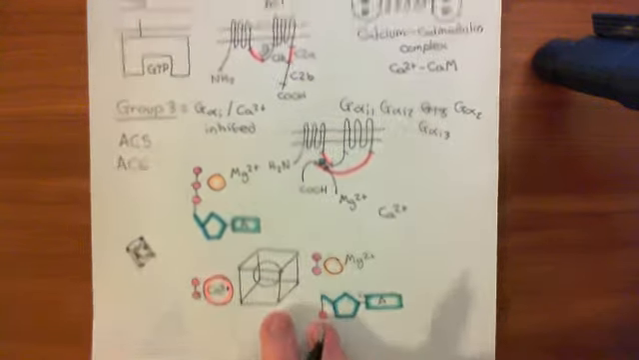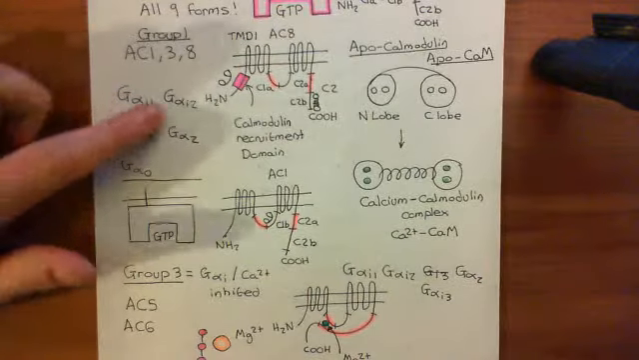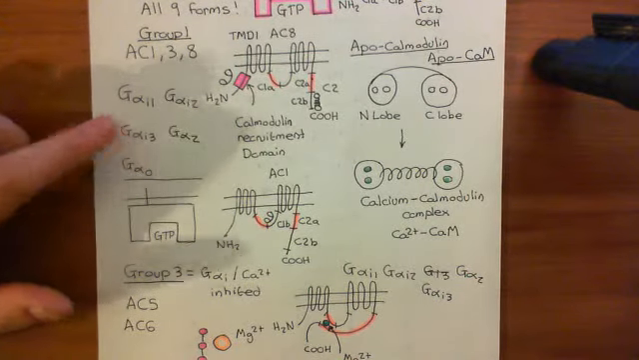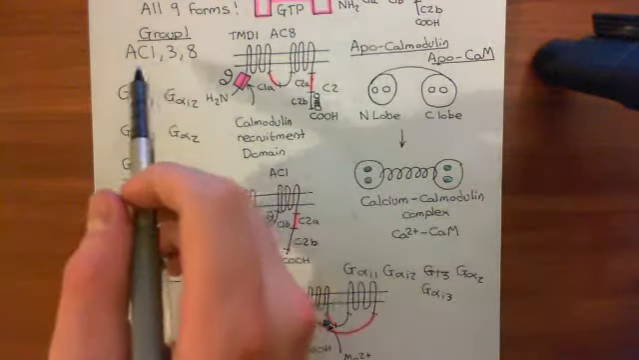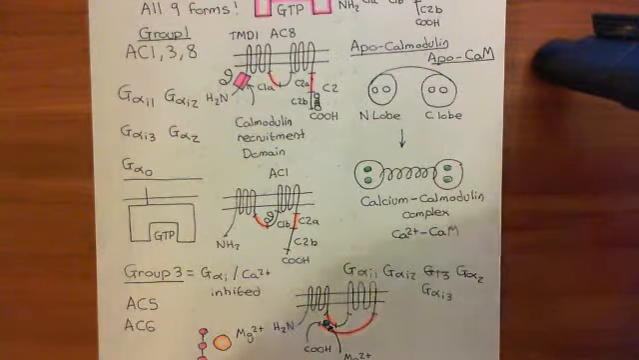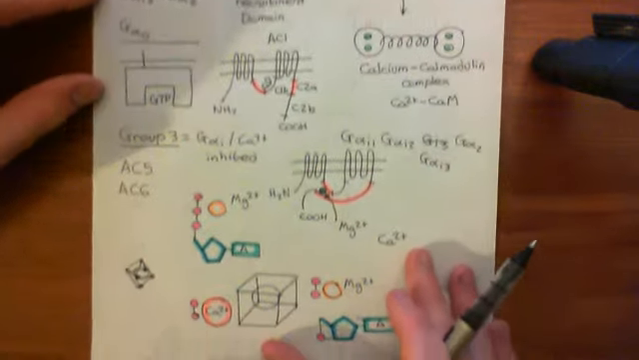We've seen that the alpha I1, alpha I2, alpha I3, alpha Z, and alpha O subunits will bind to adenylyl cyclase 1, 3, and 8 and block the activation of these adenylyl cyclases by calcium. So they block the activation of them.